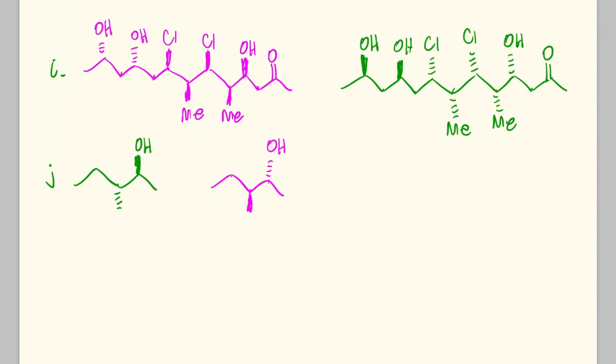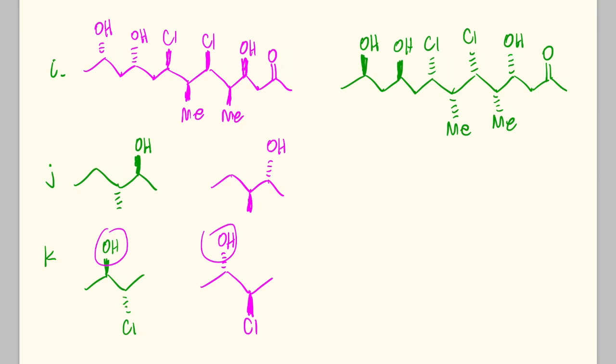For letter K, we have this halogenated alcohol, and we want to draw the mirror image of this. Simply put, we just reverse the wedges and dashes. Make sure you put the same atom on each of the ends of those lines.